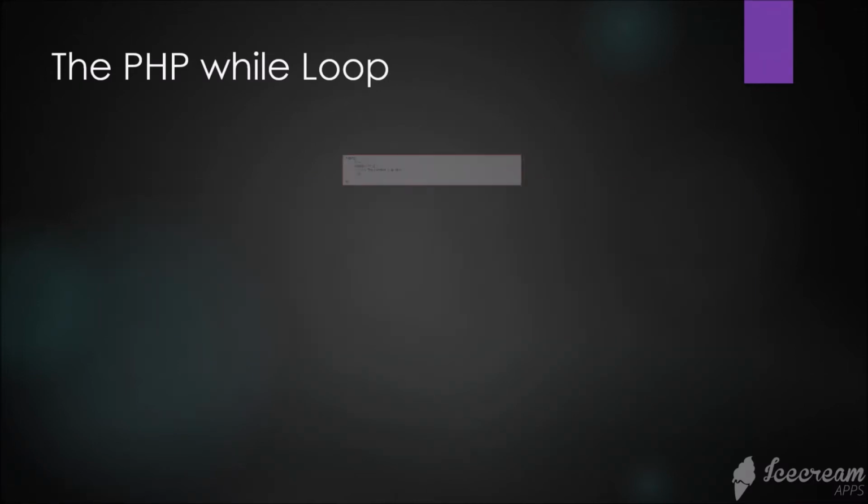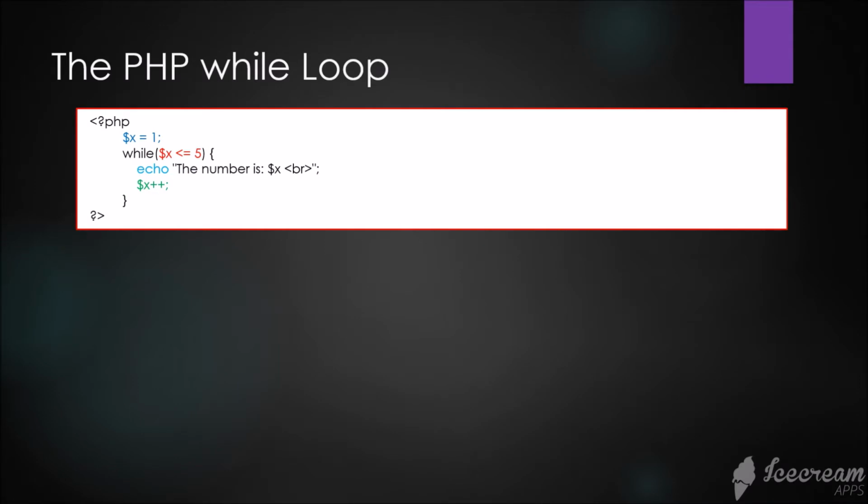Okay, so let's have our example. Here we have our sample code. Basically, first we declare a variable x having a value of 1. Then we have our condition, wherein we check if x is less than or equal to 5. If it is true, then we execute this echo statement. After that, we increment x by 1. Okay, so let's try to simulate the process.